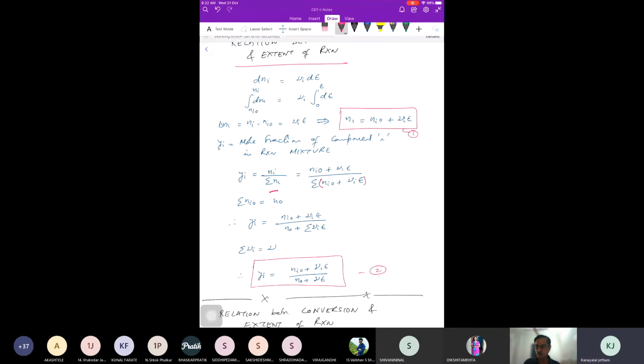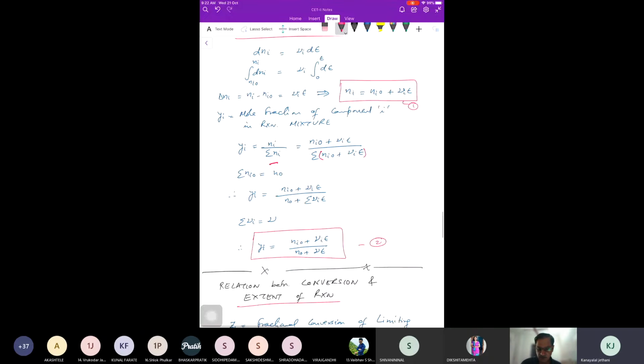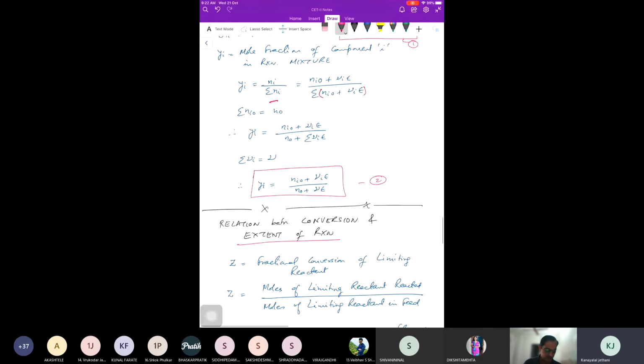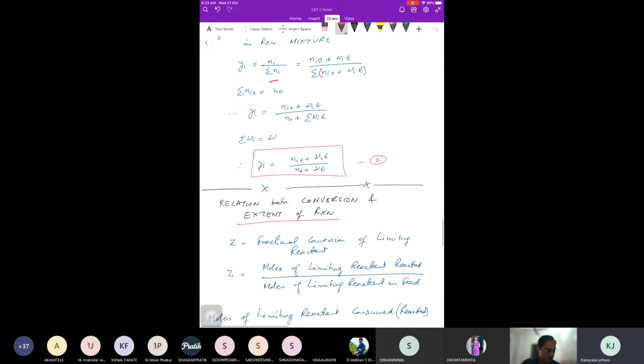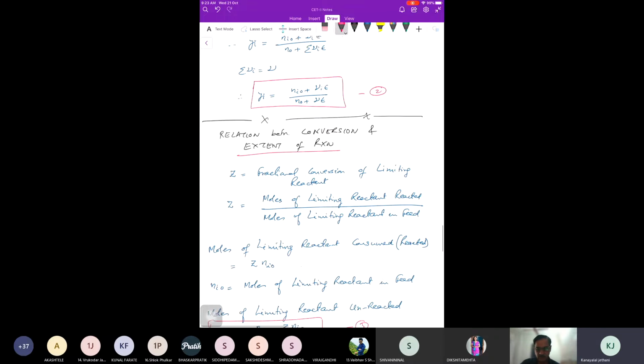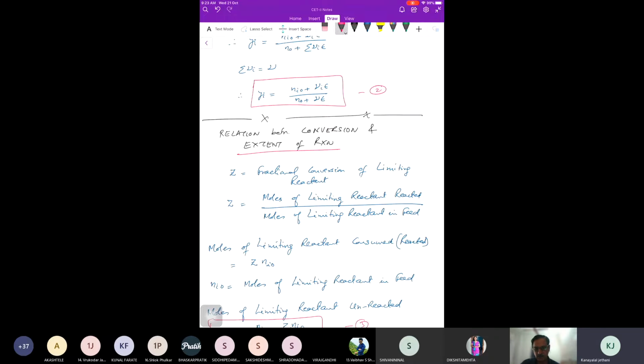Okay, so next we'll find out what is the relation between conversion, which we defined in PC, and extent of reaction, because they are related. They are almost two ways of representing the same thing. In this case we used to define X as conversion. Here it is defined as Z.